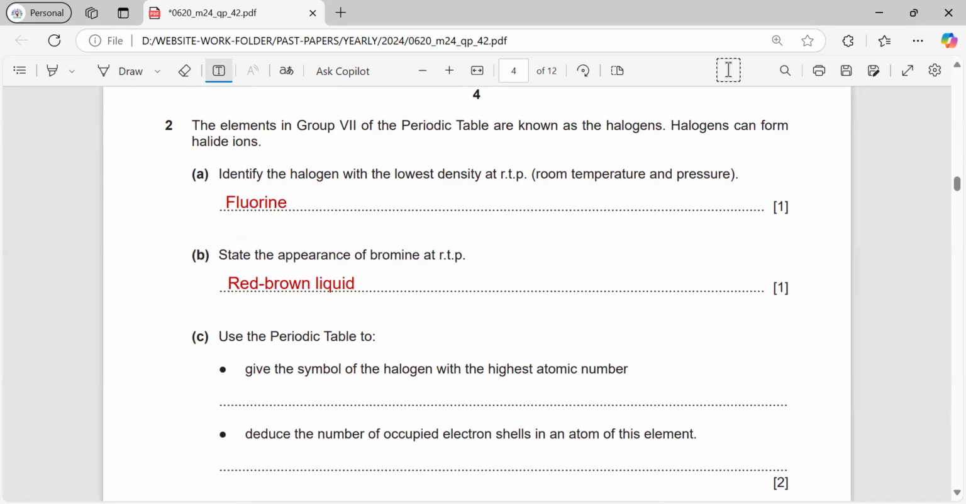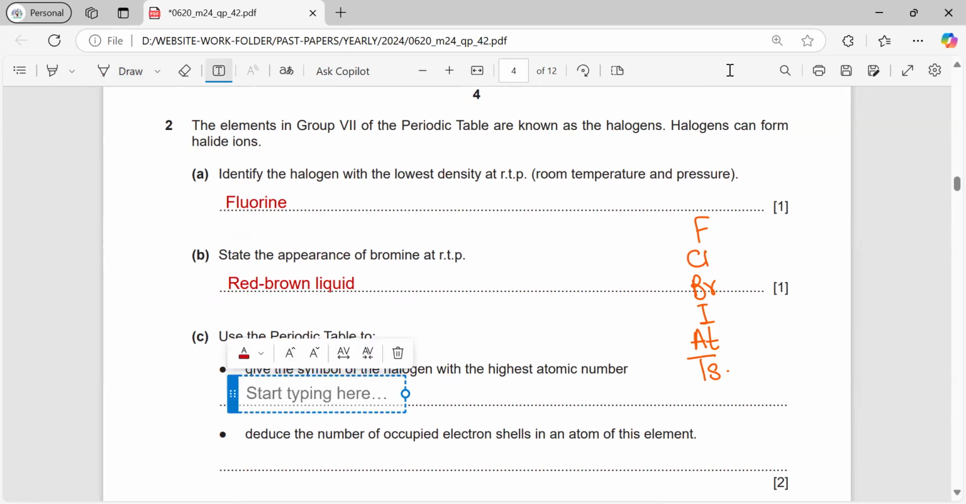Use the periodic table to give the symbol of the halogen with the highest atomic number. If we see the periodic table, the halogens start from fluorine, chlorine, bromine, iodine, astatine, and then we have an element called tennessine. So, tennessine is also a halogen. Here we'll write the element with the highest atomic number, and we have to write the symbol, so Ts.